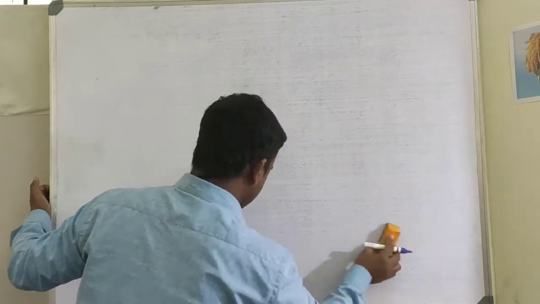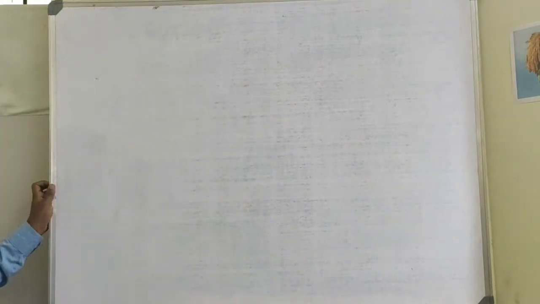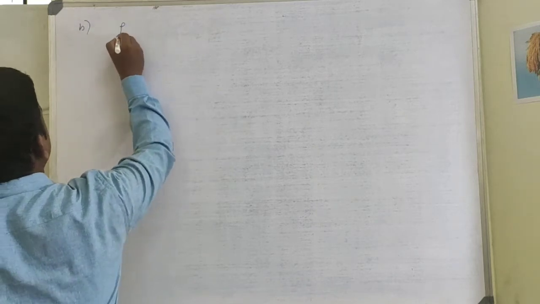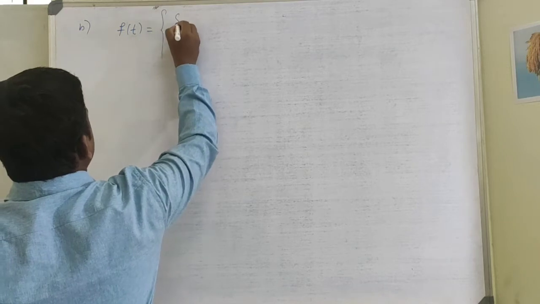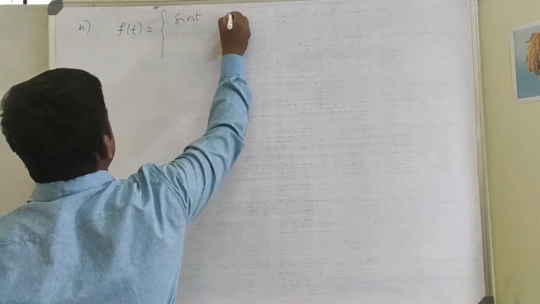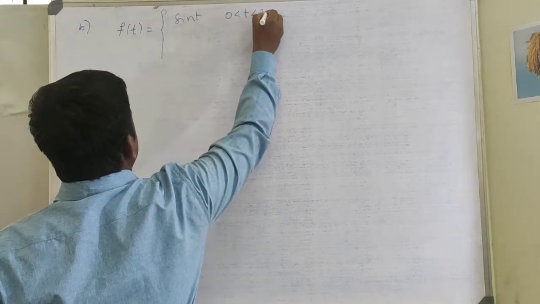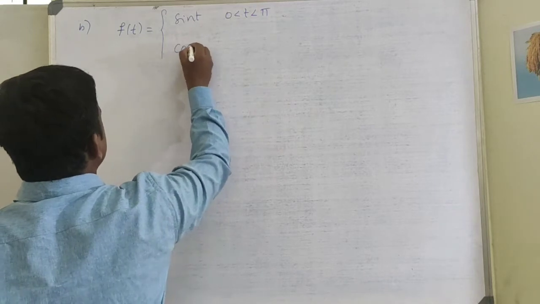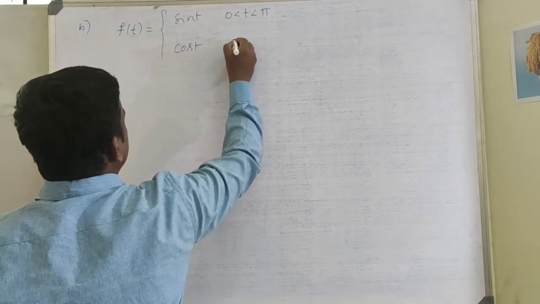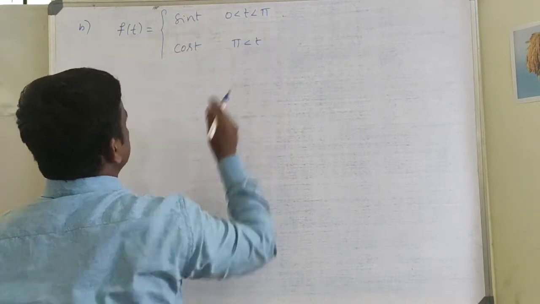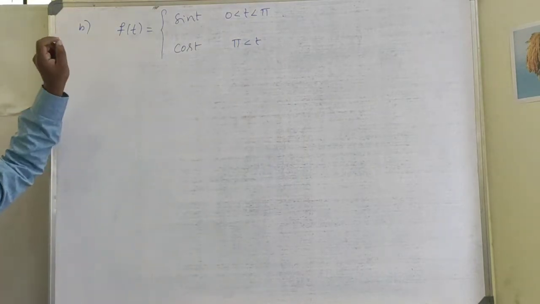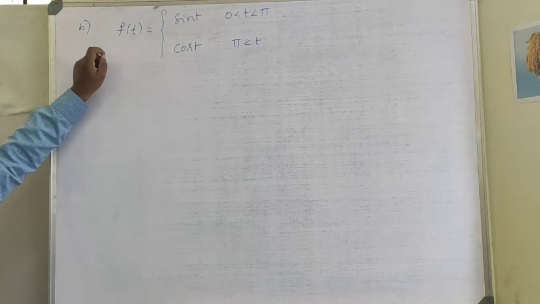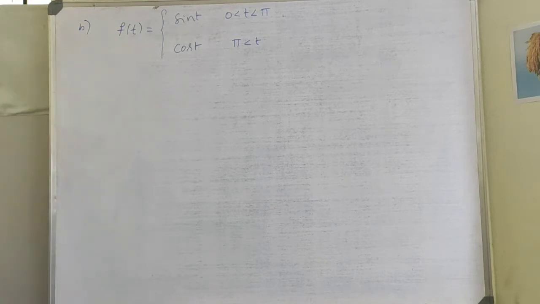Now problem b: f of t equals sin t for 0 less than t less than pi, and cos t if t is greater than pi. Now we have to write this in terms of unit step function, then find its Laplace transform.